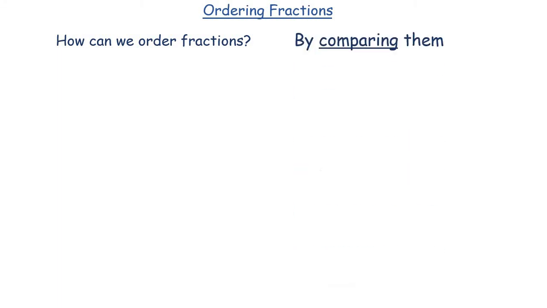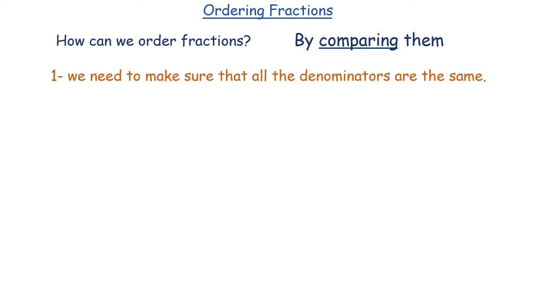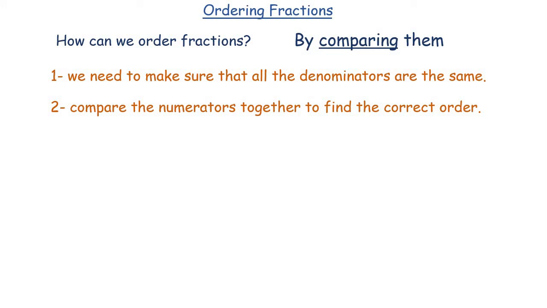Okay, perfect. Now after I do all the comparing, I need to know how I can order the fractions. Ordering fractions depends on one thing. We need to compare them first. If you know how to compare the fractions, you can easily order the fractions. Now, we need to make sure that all the denominators are the same. So the first rule for all ordering or comparing is to make sure that the denominators are the same. Then after that, we compare the numerators together to find the correct order for the fractions.